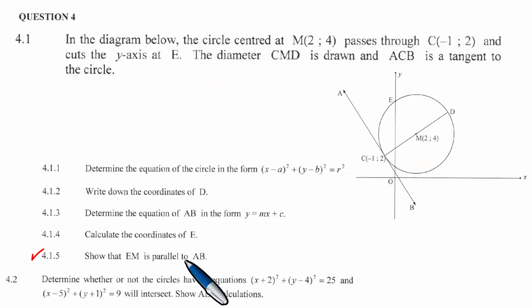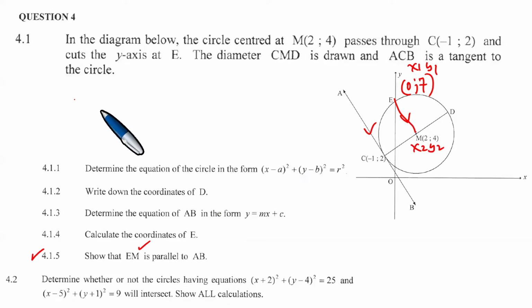Show that EM is parallel to AB. Here is E and here is M. Show that EM is parallel to AB. Okay, now to show that these are parallel to each other, and a couple of things that are very important, we've already got the equation of the line AB, and so we just need to find the gradient of EM. We already know the coordinates of E are 0 together with 7, and the coordinates of M are 2 and 4. The examiner is describing these as EM, meaning you're moving from E to M, which is x1, y1, and then it's x2, y2.